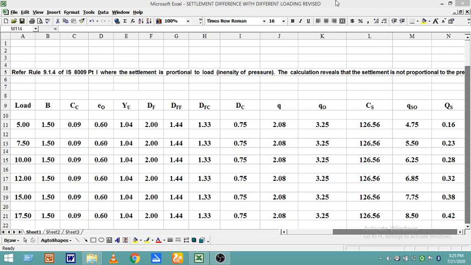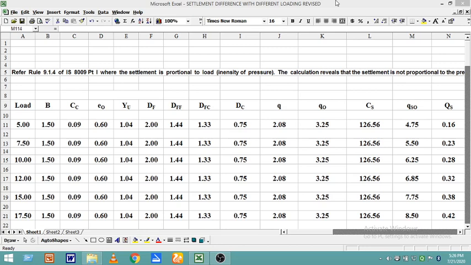But for normally consolidated clay, the settlement depends on the compression index, significant depth, pressure intensity, and overburden pressure at the mid height of the significant depth. The difference between these two equations is that for heavily consolidated or very hard clay, if pressure varies, the settlement is proportional to that variation. If width varies, the settlement varies proportionally.